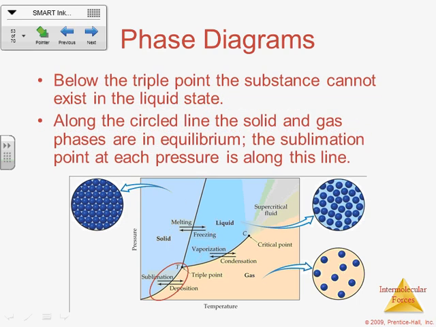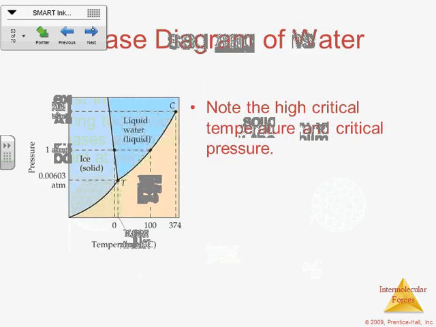But it can work. Below the triple point, the substance can't exist in the liquid state. Okay, so below that triple point, the only things that can happen is a solid going directly to a gas or a gas going directly to a solid. Okay, which is kind of what's going on with dry ice, which we'll talk about in a second.